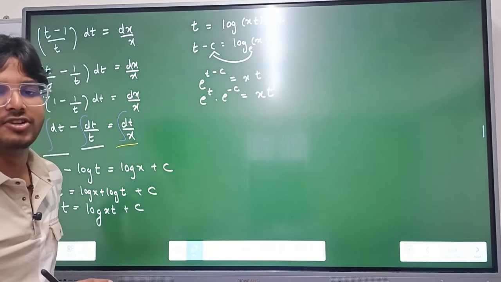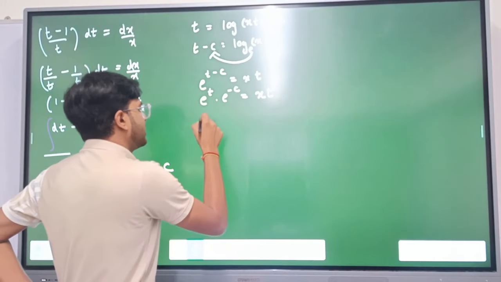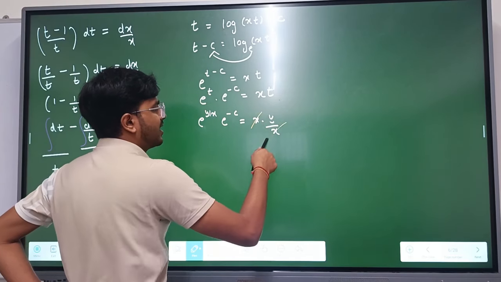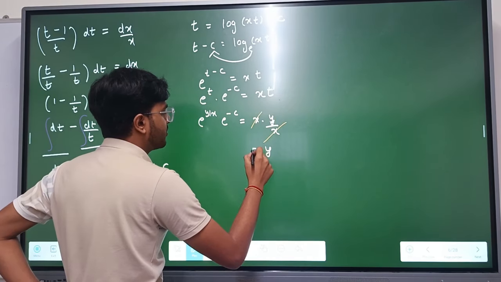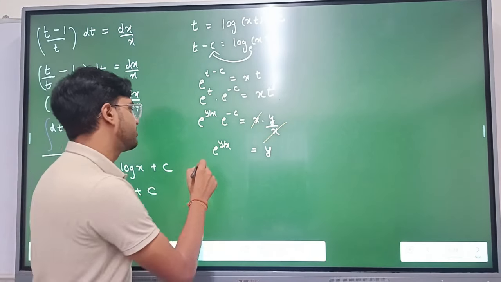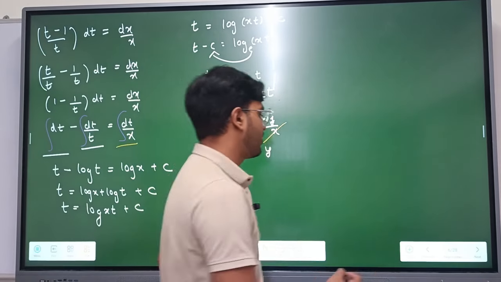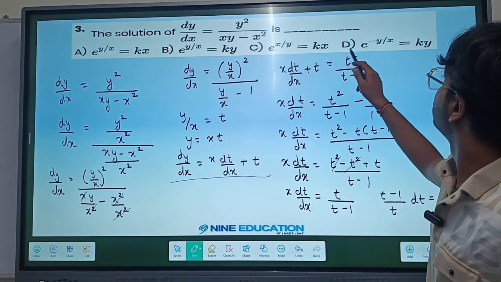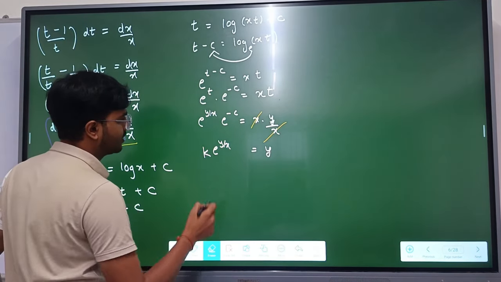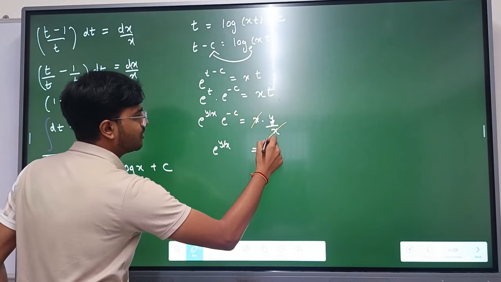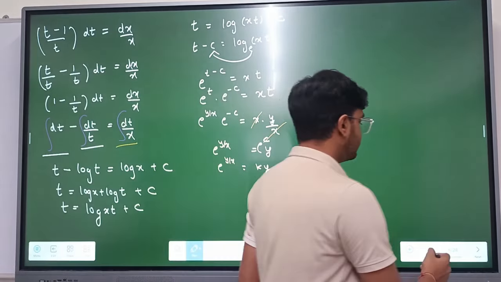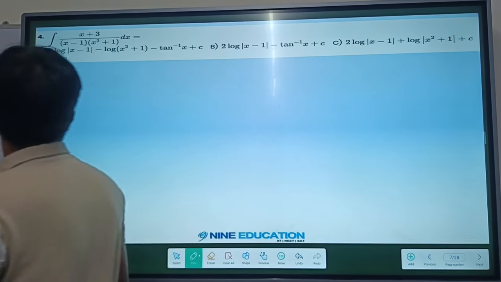Let's substitute the t value. What did we take as t? y by x. So e power y by x into e power minus c equal to x into y by x. So x and x cancel. What do you get? y equal to e power y by x times e power minus c. Now c is a constant, so e power minus c will also be a constant. So y equal to k e power y by x. Or it is better if you write it over, we can take this e power minus c over here, so it will be e power c. So e power y by x equal to ky. Anything is fine.